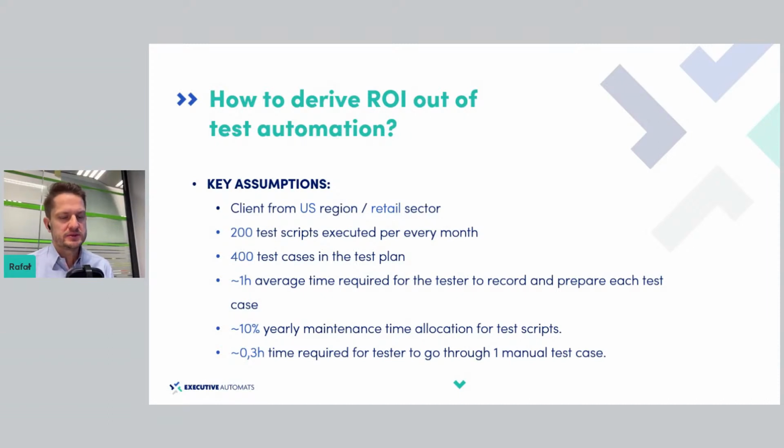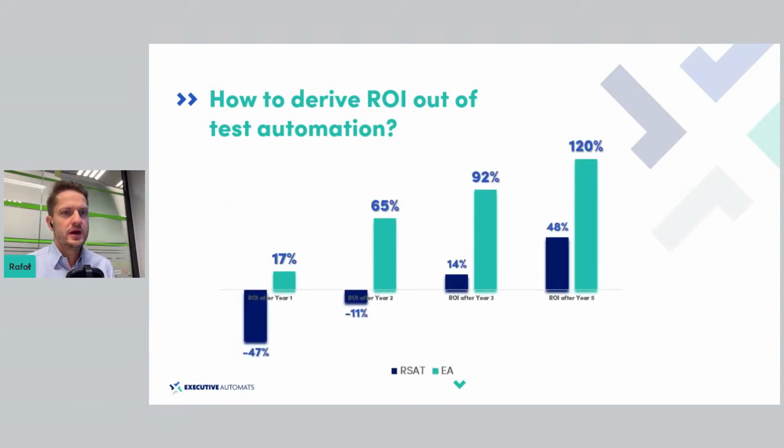10% yearly maintenance, because we need to remember that processes are changing and we need to secure the time for the maintenance. And around 30% of an hour time required for tester to go through the one manual test case, because we are challenging if the manual test is better in this particular scenario or not. And how it looks like in terms of return on investment.